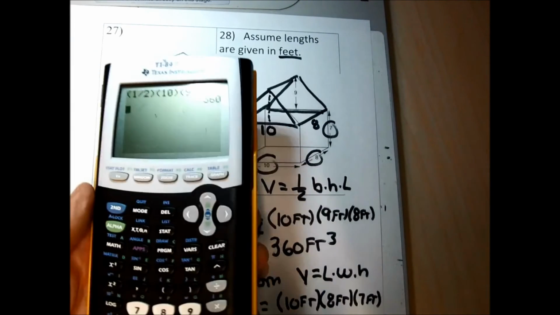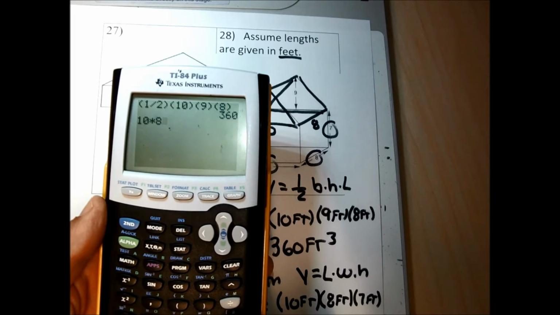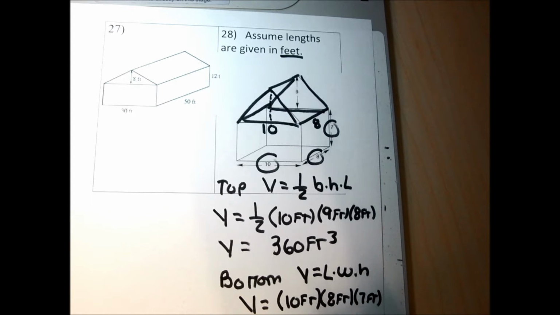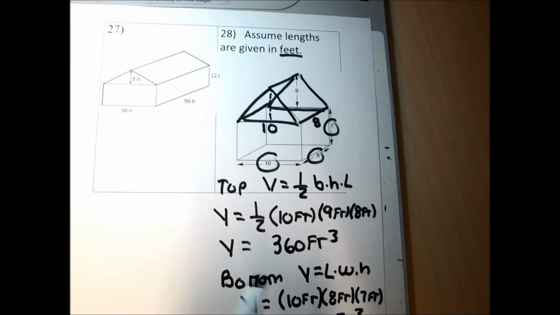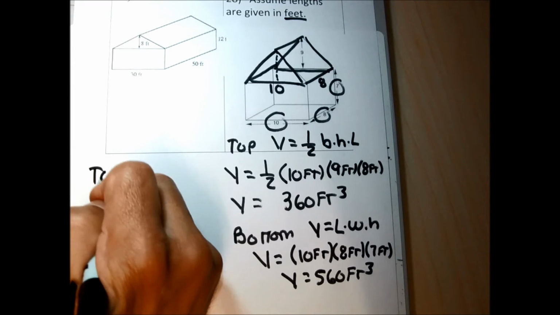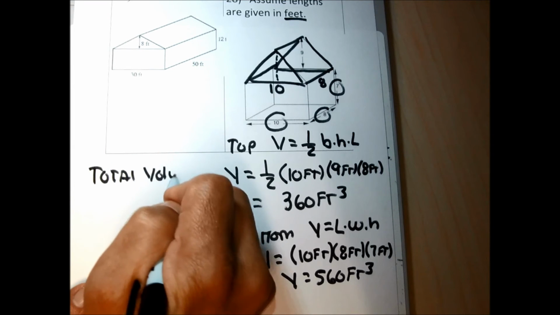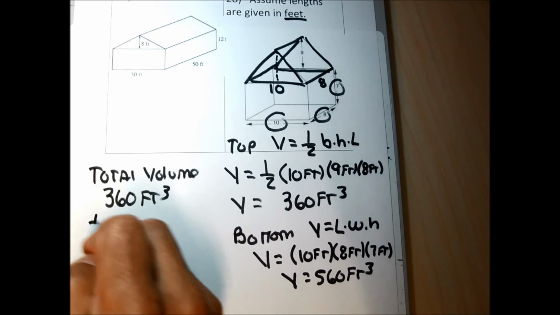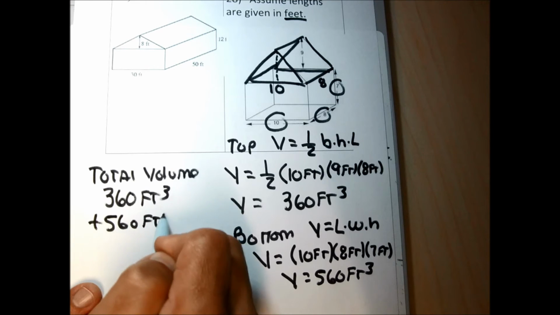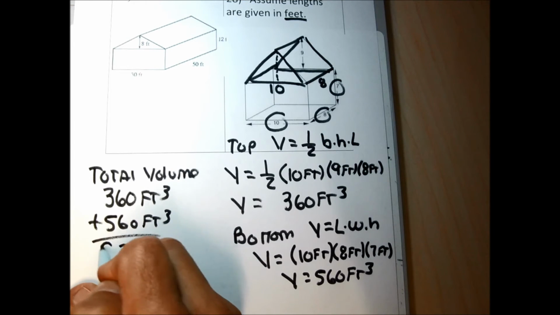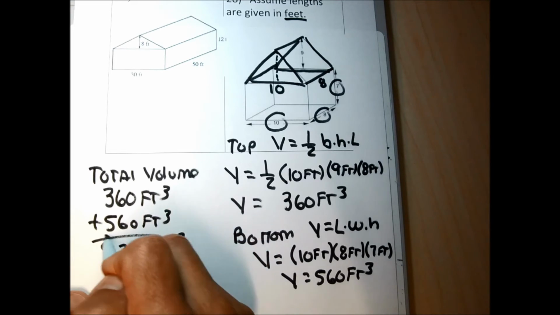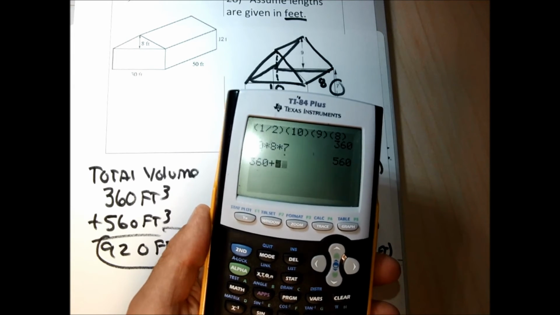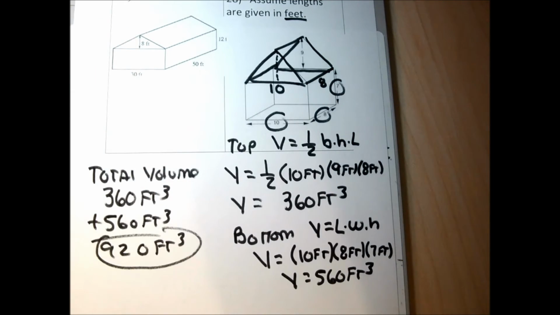And 10 times 8 times 7 is 560 feet cubed. So the total volume for my answer, I need to take the 360 feet cubed and add the 560 feet cubed, and I think you get 920 cubic feet. And that should be my answer to problem 28. Let me real quickly make sure I can do that adding without messing up. Yeah, I think it's spot on.